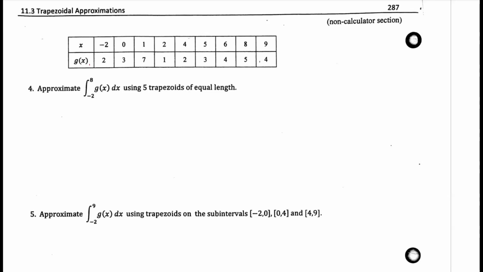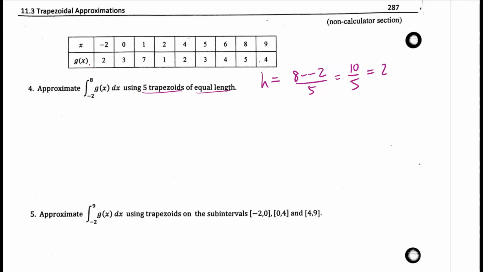So we've got g of x given up here in the table. They want 5 trapezoids of equal length. So we'll do that same thing. That height, that common height, because it's trapezoids. If it were rectangles, you'd call it the common width or base. We're going to go high to low. So it's 8 minus the negative 2, and then we're going to divide that by the 5, the number of trapezoids they asked us for. And that is 10 over 5, which is 2.